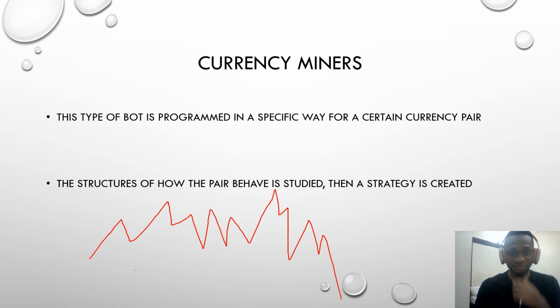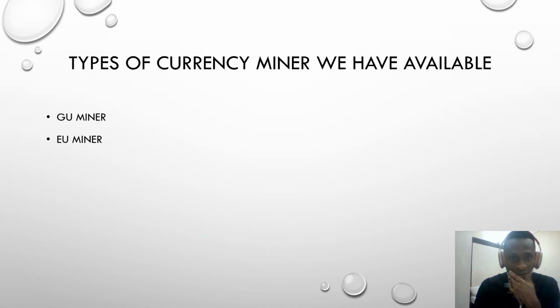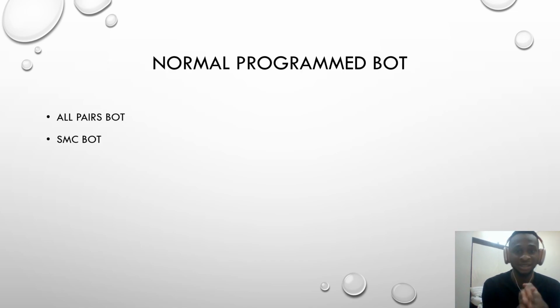But that's by the way. Let's go to the next thing. Okay, so what was next? Okay, the types of currency miner. I started talking about the GU bot already. We have the GU miner and the EU miner, and I've talked about those already. So now this is the normal programmed bot. This is the one that people who were active are going to be getting from me.